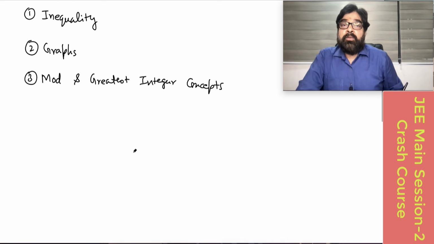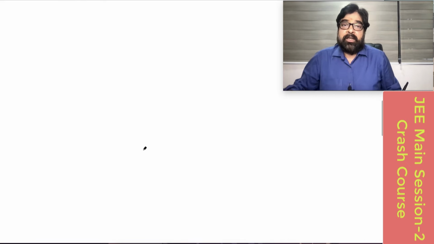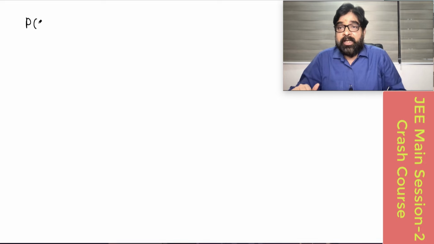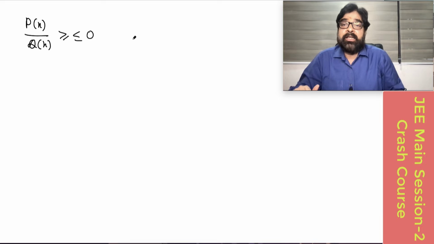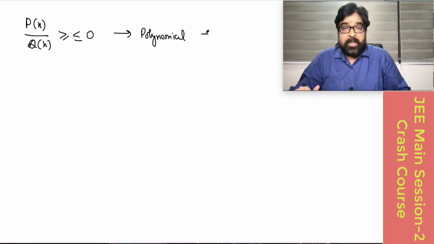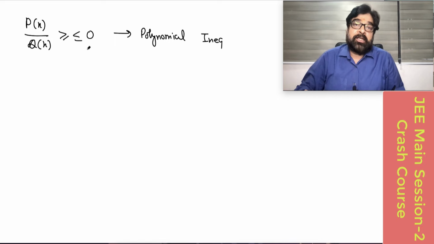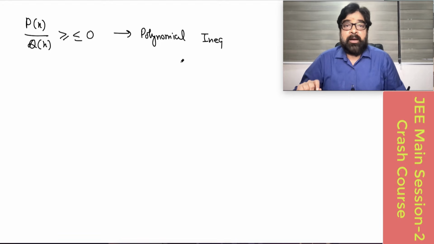So in inequality, there are different kinds of inequalities. We are not going to cover all of them. I just want to tell you the polynomial inequality, and how to solve it whenever it comes. How do you identify that this is a polynomial inequality? Whenever you find that in any inequality, one side is a polynomial expression and the other side is zero, we put it in the category of polynomial inequality. Again, I'm repeating: one side of the inequality is the polynomial expression and the other side is zero, so we put it in the category of polynomial inequality.